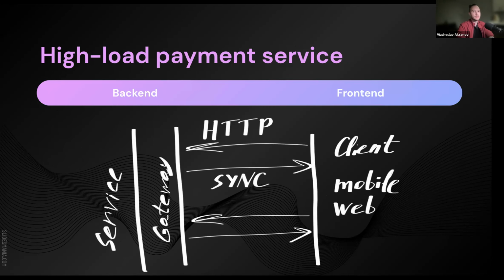Okay, so let's discuss the architecture. Why is it high load? Because we have a service and a front-end client. The front-end client communicates with the service using synchronous HTTP requests. The service in turn processes them and responds synchronously as a regular HTTP request.